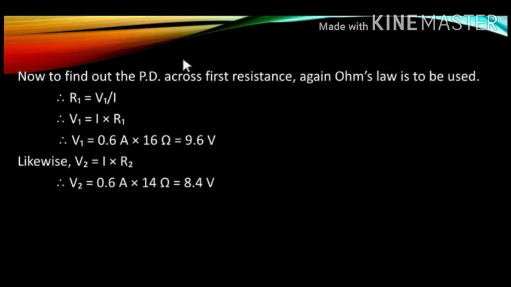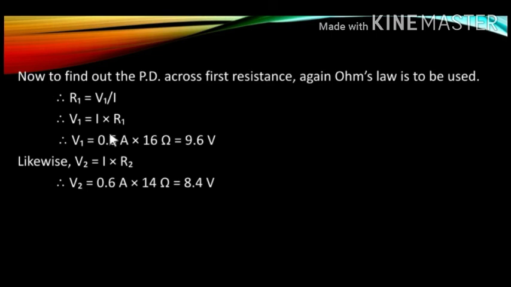Now to find out the potential difference across the first resistance, again Ohm's law is to be used. That means R1 is equal to V1 divided by I. Then V1 will remain on the same side of the equation, and I, which is present in the denominator of the right hand side, will go into the numerator of the left hand side. Therefore V1 is equal to I into R1.